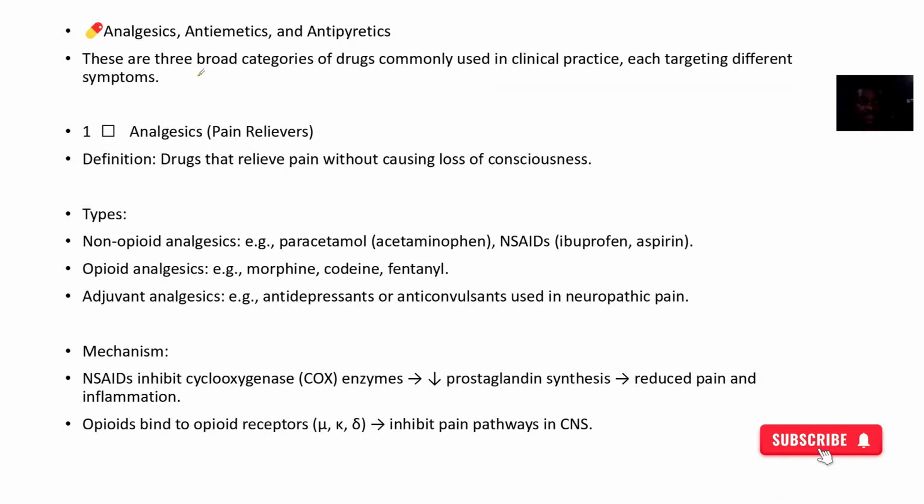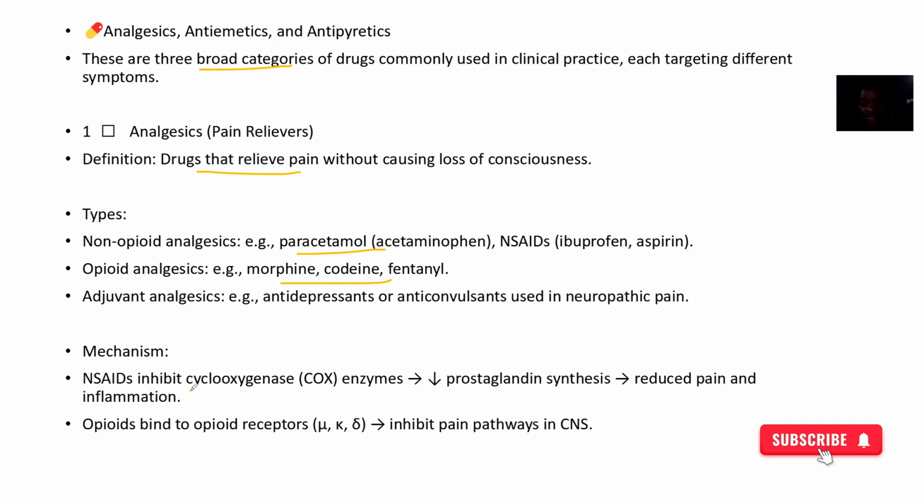So analgesics, by way of introduction, are broad categories of drugs used in clinical practice. We are looking at them because we are currently looking at drugs that act on the central nervous system. Analgesics are drugs that relieve pain without causing loss of consciousness. We have different types, like the non-opioid analgesics, paracetamol, also known as acetaminophen. Then NSAIDs like ibuprofen and aspirin. And we have the opioid analgesics like morphine, codeine, fentanyl, and the rest of it.